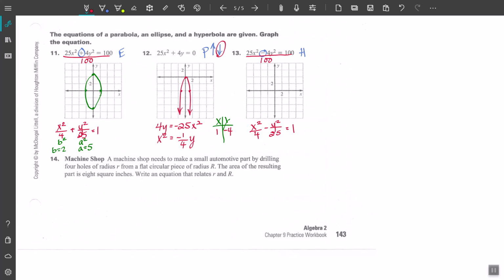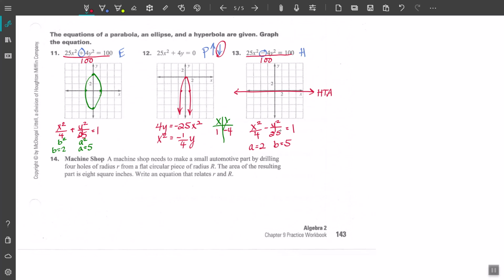All right, and then last we have our hyperbola, which is what we've been working on this whole lesson. My a squared term is 4, so my a is 2. My b squared term is 25, so my b is 5. Again, I've got a negative y squared term, so that means I'm going to have a horizontal transverse axis. In this case, it's going to be right here at the x-axis.